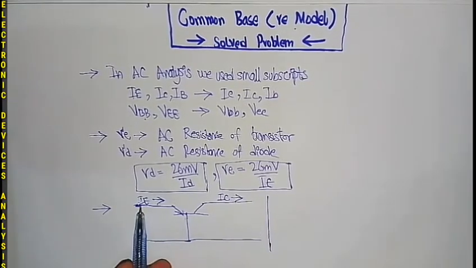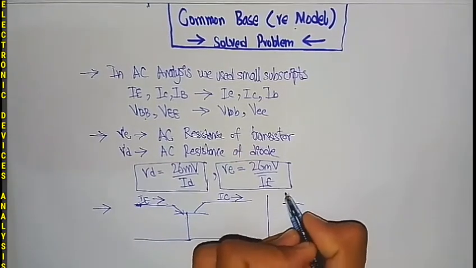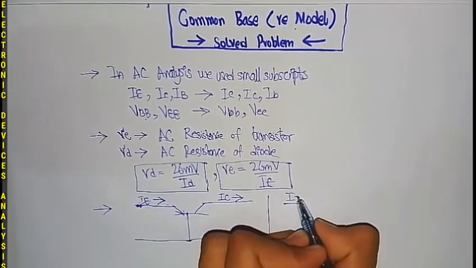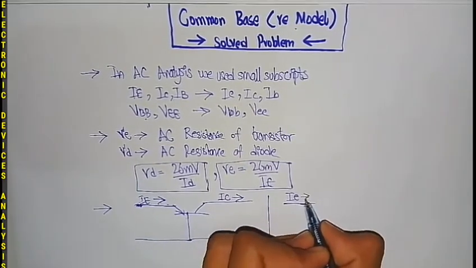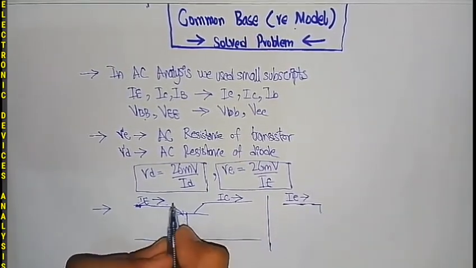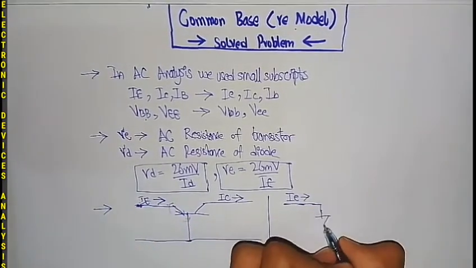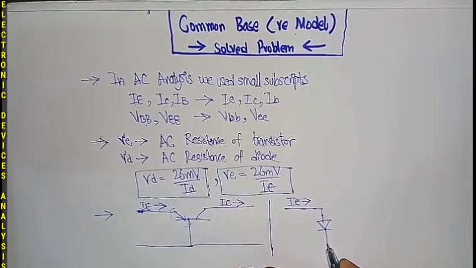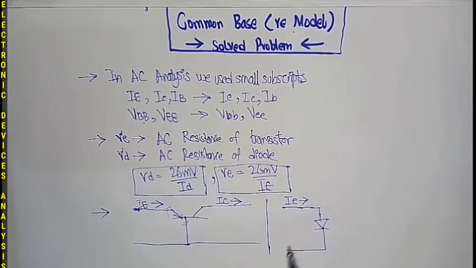As you know, there is a current IE flowing, so with the small subscript we will write it as small ie, and this will be flowing through this branch, and this junction is now a forward bias diode. Now we will draw it as a forward bias diode, and then it goes with the resistance and with the battery of the emitter branch.